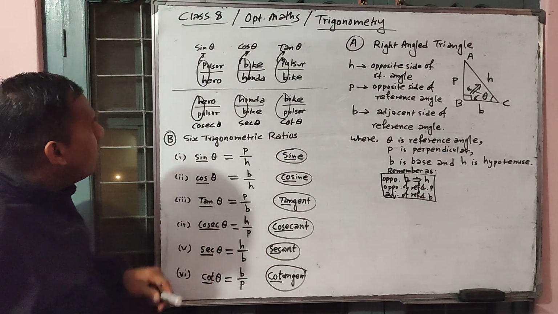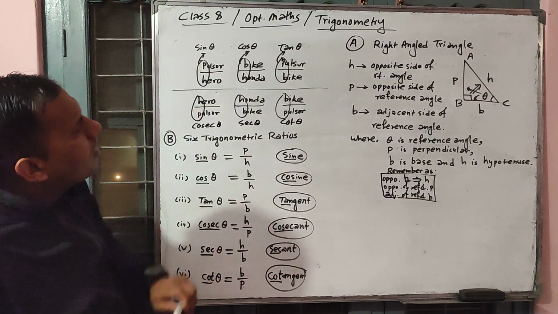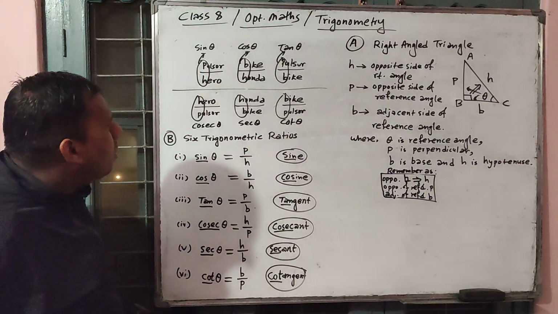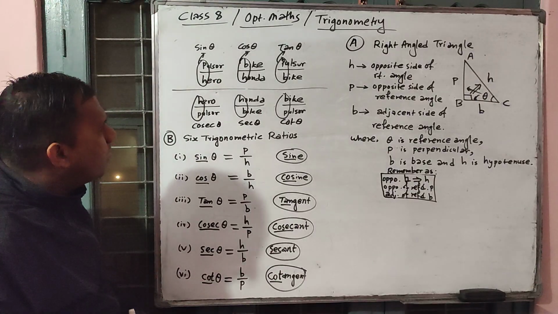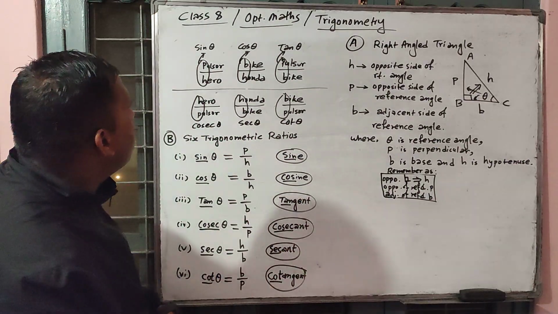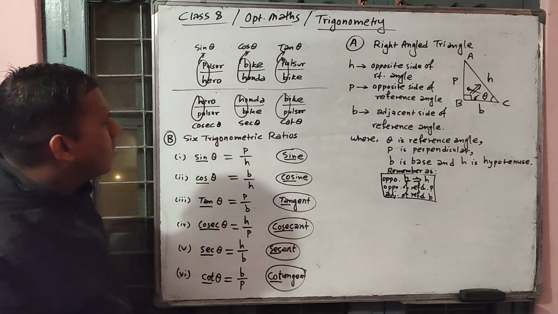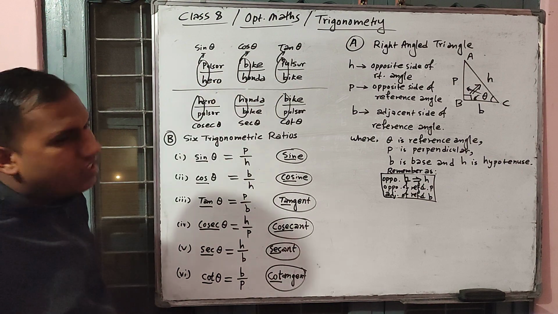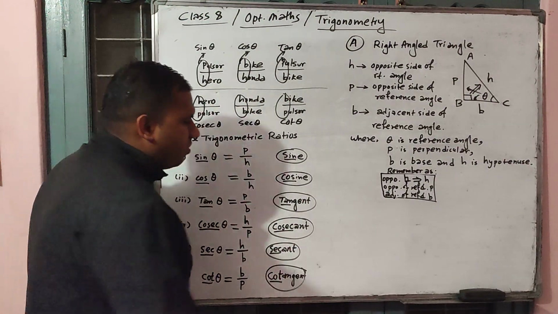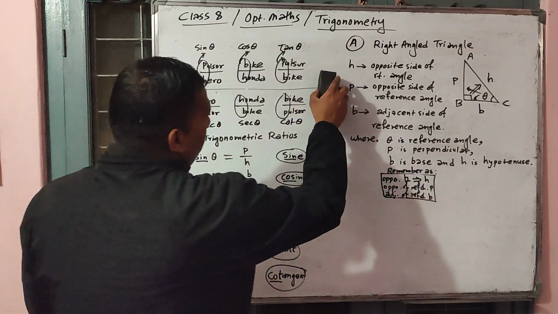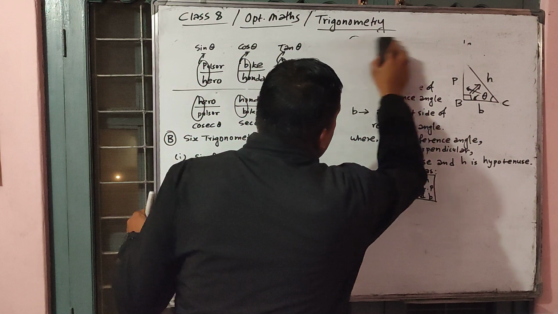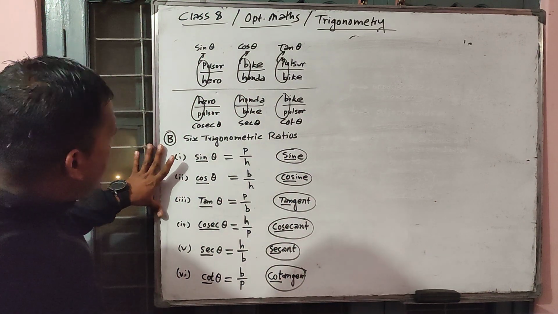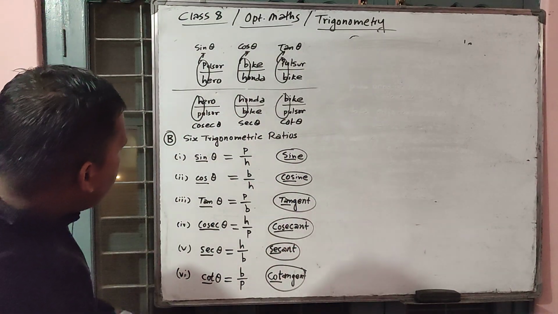So remember: person, bike, person upon hero, Honda, bike, and its opposite order: hero, Honda, bike upon person, bike, person. Okay, in this way we can remember the six trigonometric ratios easily. Just remember the first letter of this code. Okay, students, after this, go to the next level. These are the basic things in the trigonometry topic: the right angle triangle and the six trigonometric ratios.